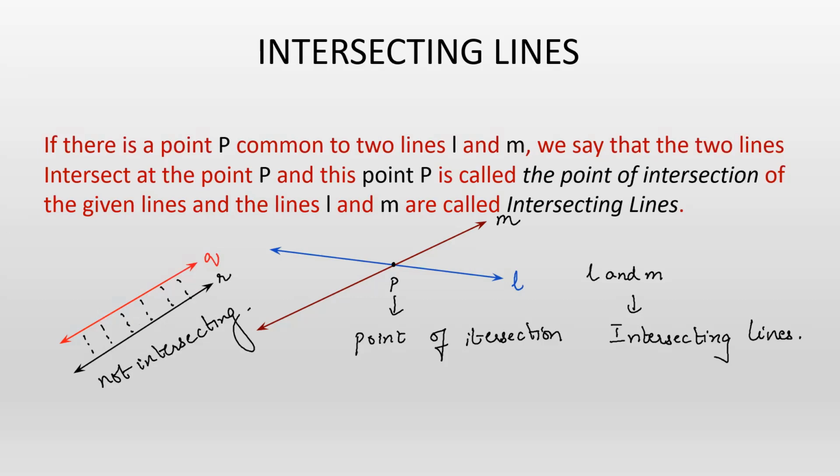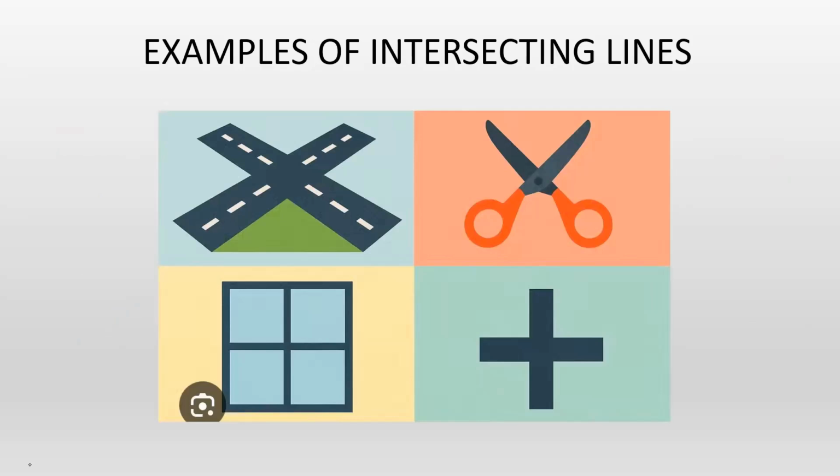Now, let us move on and see a few examples of intersecting lines. Now, here, when you see the first example, which is the road crossing. Now, here at the crossing, if we make the lines, these lines are intersecting each other at a common point. Okay, hence it's an example of intersecting lines.